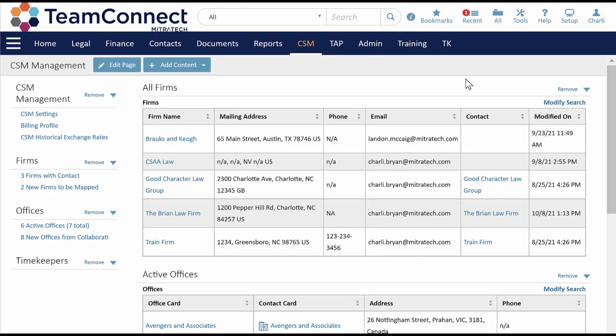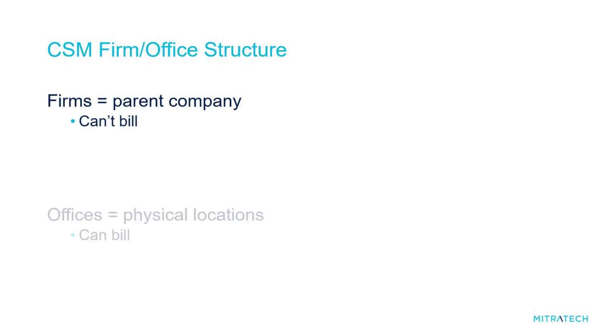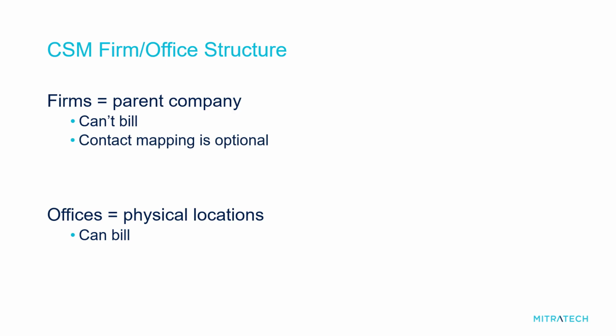The biggest of these implications is in the naming conventions that we use for contact cards. In TeamConnect, firms cannot bill. Offices are the entities that can bill. That being said, firms don't have to have contact cards at all in TeamConnect since they can't bill. Since offices can bill, every office that you approve has to have a contact card so that it can be linked to a matter as an involved party, and then can bill against the matter from Collaborati.